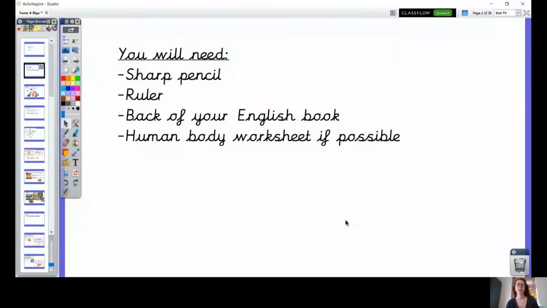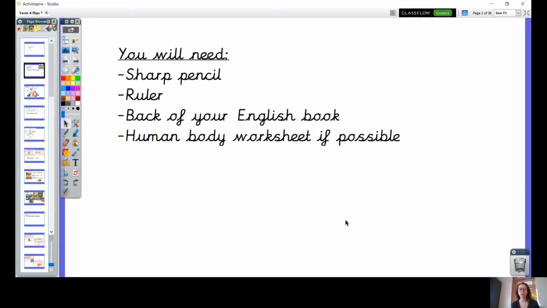Good afternoon, Year 3. This is your very first science lesson of Term 4. So we are going to be carrying on our work on animals. And we're going to be focusing a little bit more actually on humans this term. But of course, we know that humans are a type of animal.